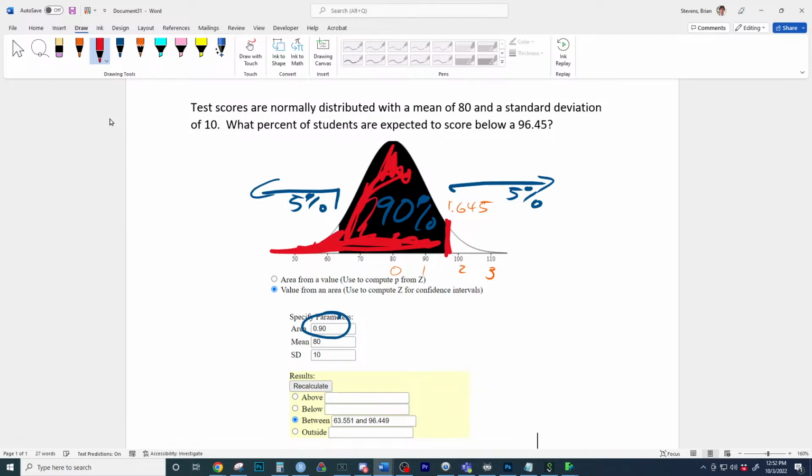Does that make sense right there? Who follows along right here that we're talking about? We know the middle 90%, and then we want the area below that line. Does that make sense? Then you have the 96 is between 90 and 100 z-score.